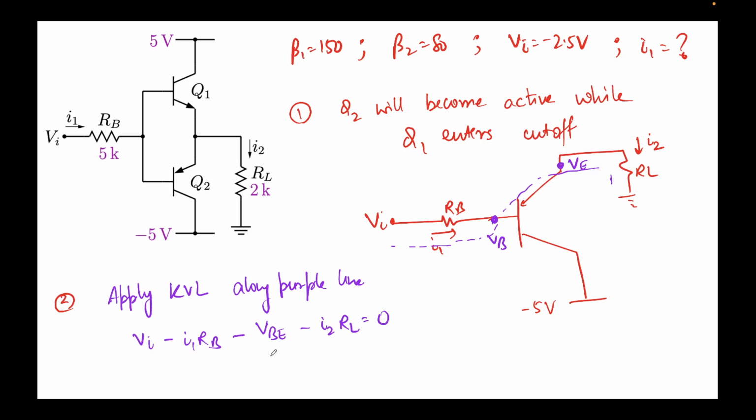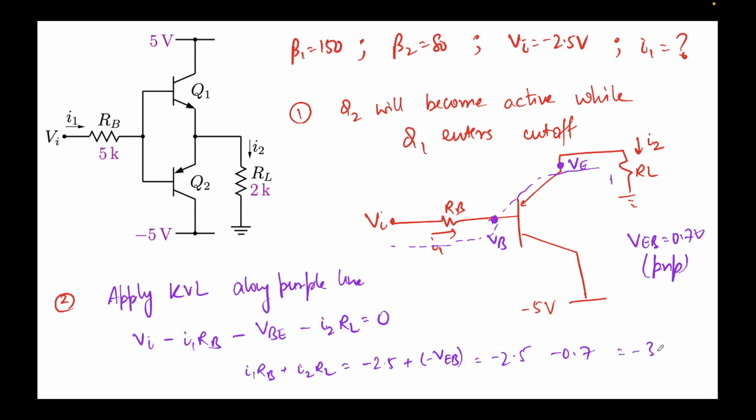Okay, now let's put in the values which we do know at least. So it will be I1 RB plus I2 RL. This will be equal to VI. The value of VI is minus 2.5 plus VBE. The value of VBE is nothing but minus VEB. And this will come out to be minus 2.5 minus 0.7. Remember, VEB is 0.7 volts. This is a PNP. Hence, not VBE but VEB. This is minus 3.2. You can clearly see a negative sign. This means I1 and I2 both are inverted.